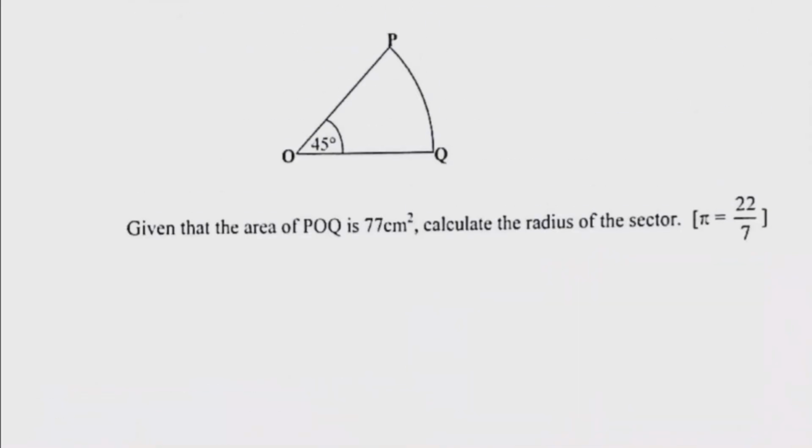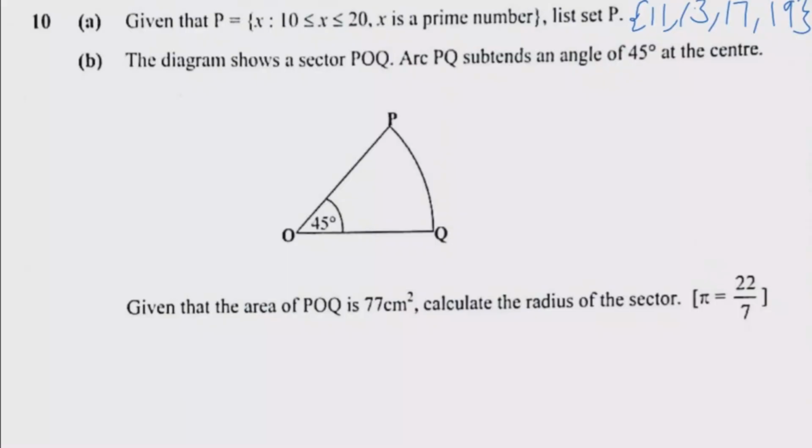We come to question 10b, which is: the diagram shows a sector POQ, arc PQ subtends an angle of 45 degrees at the center. We can take time and look at what has been described in the diagram. Then the question is, given that the area of POQ is 77 centimeters squared, calculate the radius of the sector.